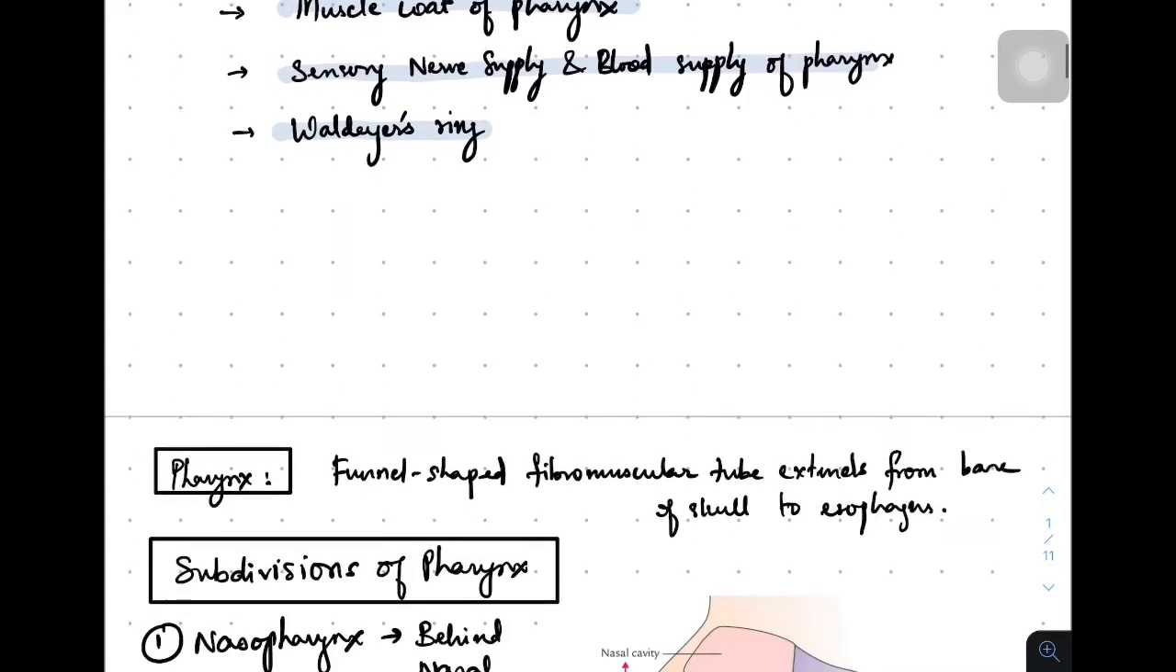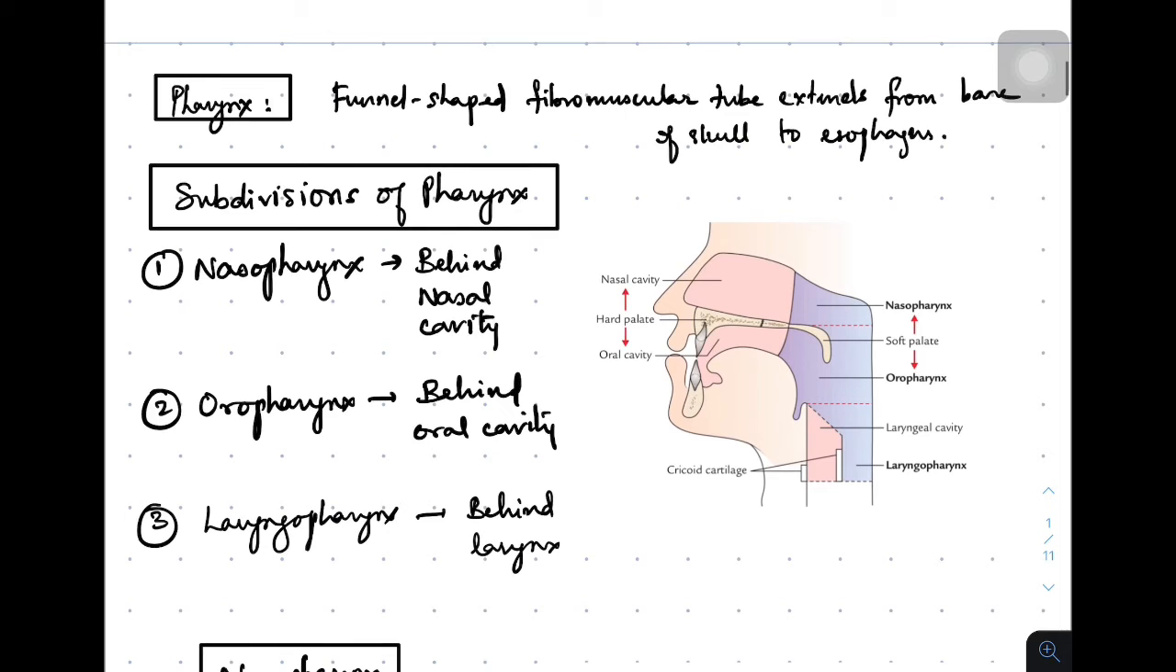So let's start. We all know what the pharynx is. The pharynx is a funnel shaped fibromuscular tube extending from the base of the skull to the esophagus. These are the subdivisions of the pharynx: nasopharynx, oropharynx, laryngopharynx. Nasopharynx is behind the nasal cavity, oropharynx behind the oral cavity, and laryngopharynx behind the larynx.